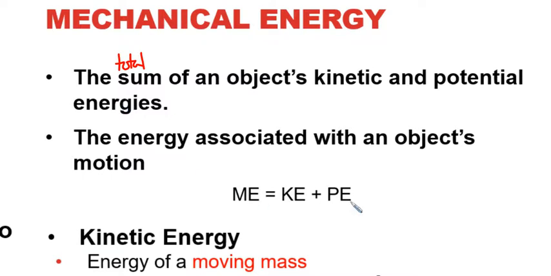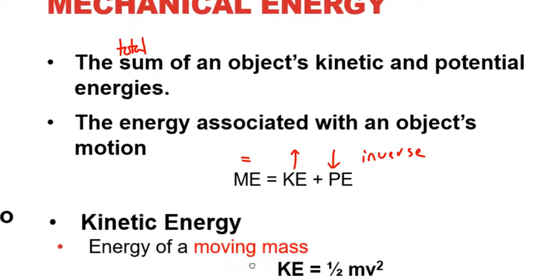But the total mechanical energy needs to stay the same. That's not to say that the individual energies never change, but if, say, my kinetic energy were to rise, then my potential energy would have to fall in order to keep that mechanical energy the same. So our kinetic and our potential energies generally show an inverse relationship in order to keep that constant mechanical energy.